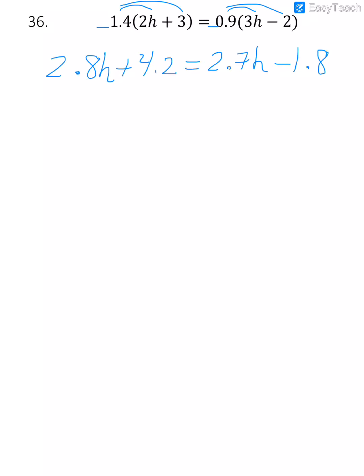Okay, so now let's just organize this a little bit. So I have this h term on the left side, h term on the right side, and I have the constant on the left, constant on the right. So it doesn't really matter which side I take the variables to. In this case, I would probably choose the left-hand side just to avoid having a negative. So I'm going to minus 2.7h to both sides. And then I'm left with 0.1h positive.